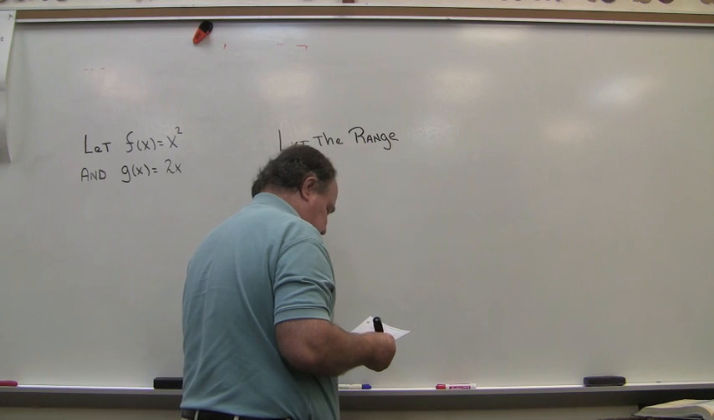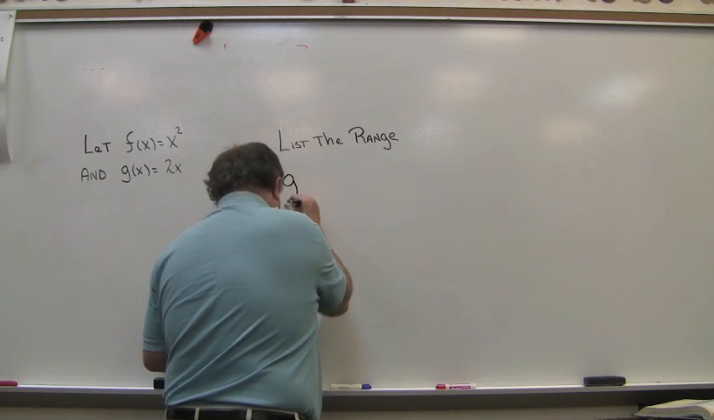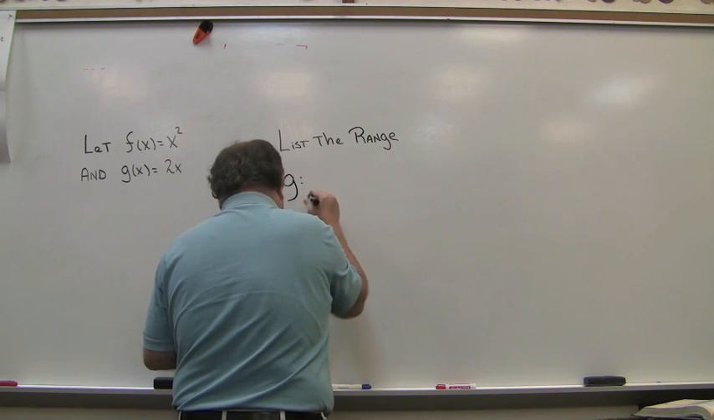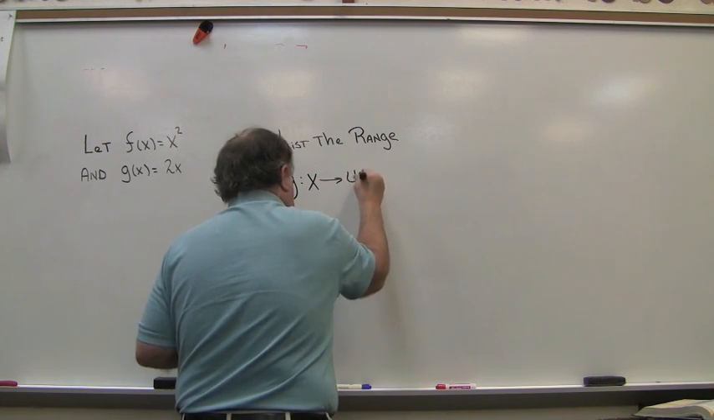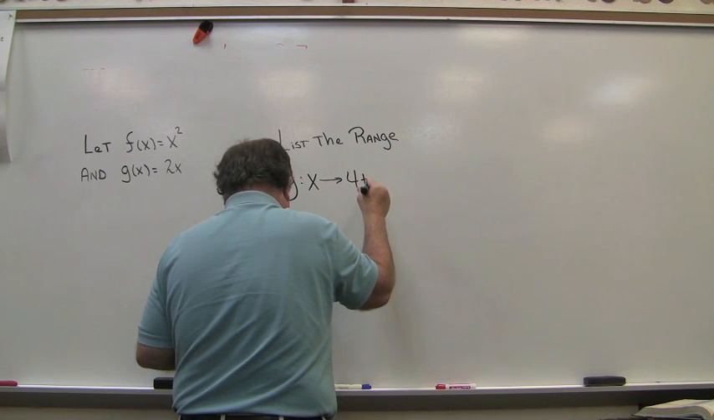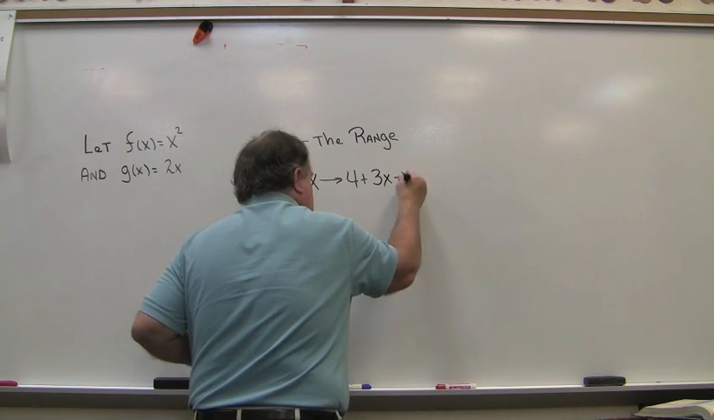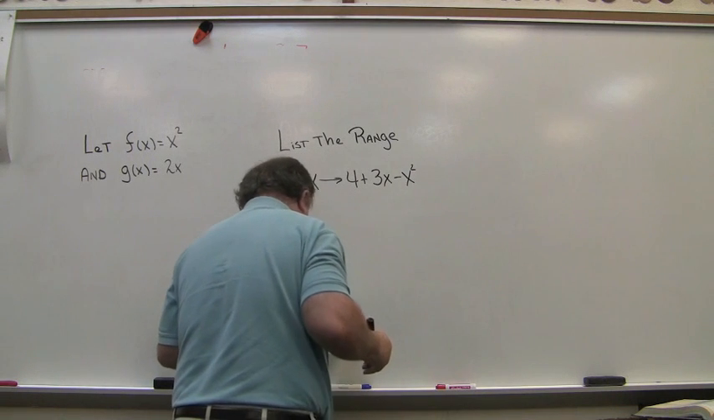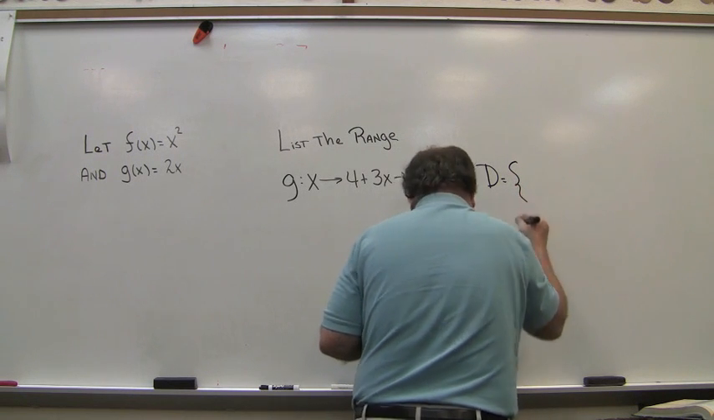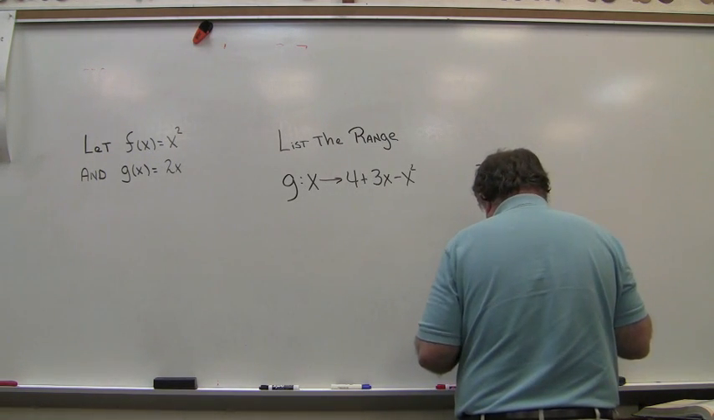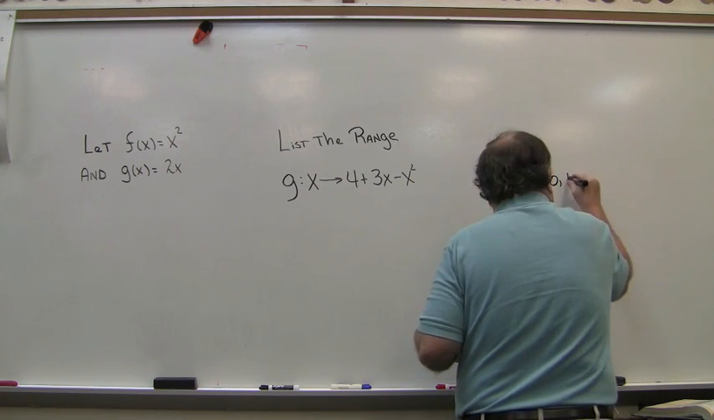If the domain is -1, 0, 1, and 2. Okay, here's the function. It's written in arrow notation. X is assigned to 4 plus 3x minus x squared. Okay, now it's going to give us the domain. And it says if the domain equals, and here's our numbers in the domain. Our domain is -1, 0, 1, and 2.